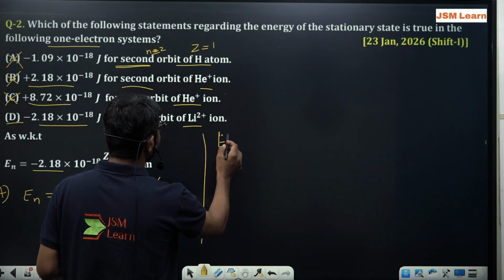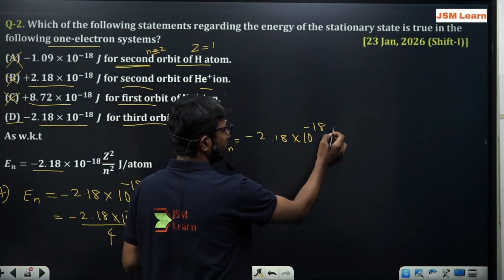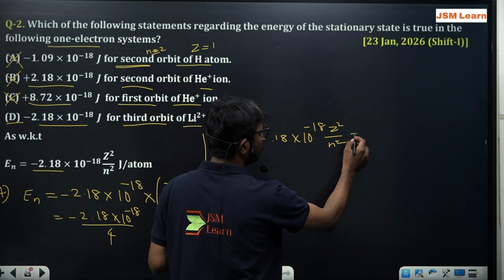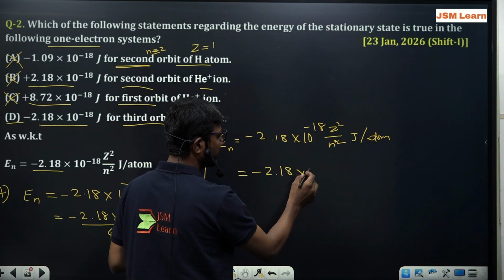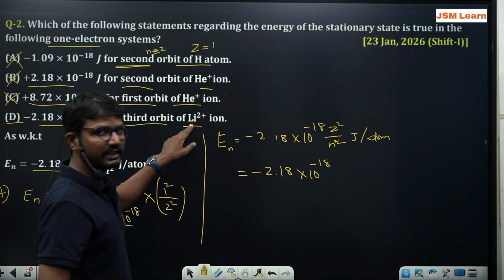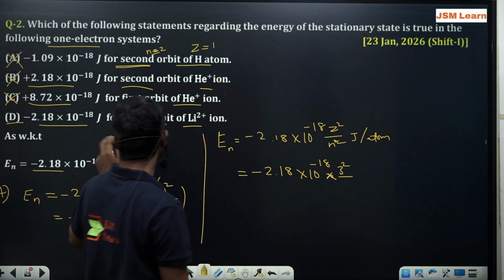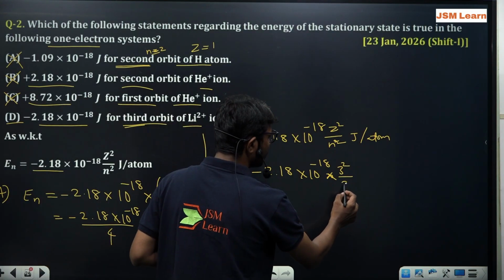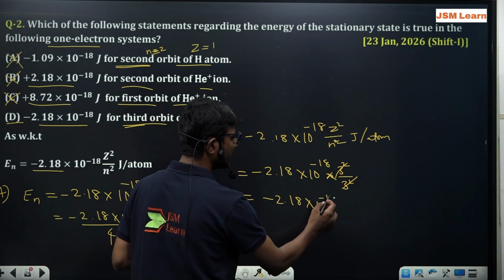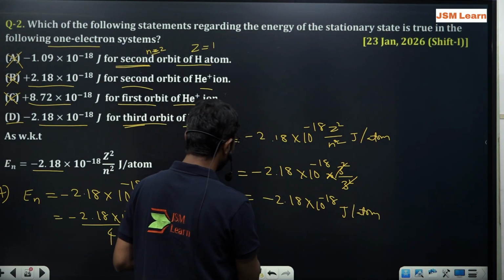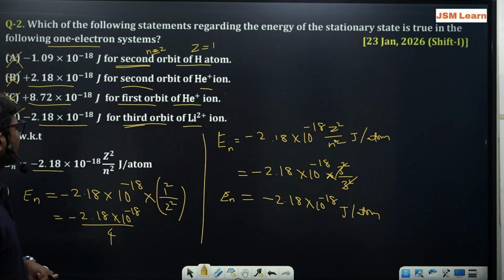So the energy formula is what? Energy is equal to minus 2.18 multiplied by 10 to the power of minus 18 into z square by n square, in joule per atom. So now look at the option: minus 2.18 multiplied by 10 to the power of minus 18, z value for lithium is 3 square upon n square. N is what? Third orbit they are saying here, so 3 square. So in this case we are going to get the value as minus 2.18 into 10 to the power of minus 18 joule per atom. Energy value we got here, which is matching with option D. So like this you can easily select the correct options.